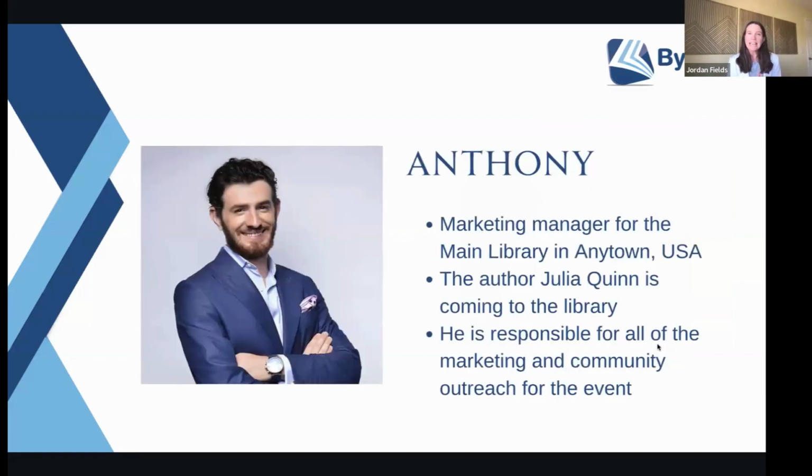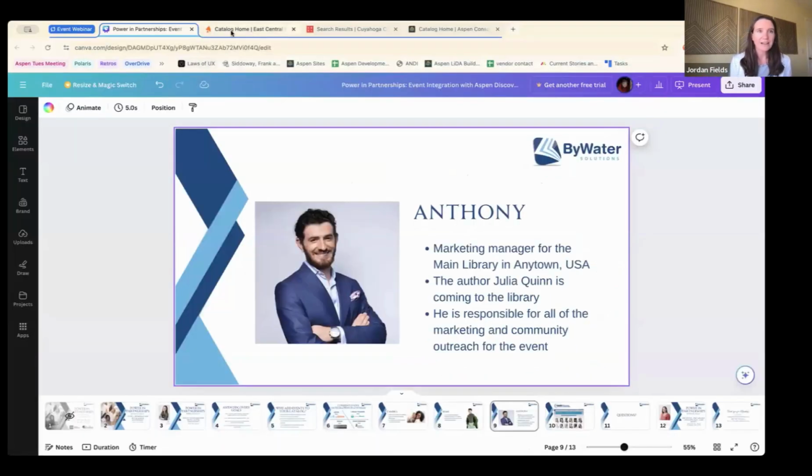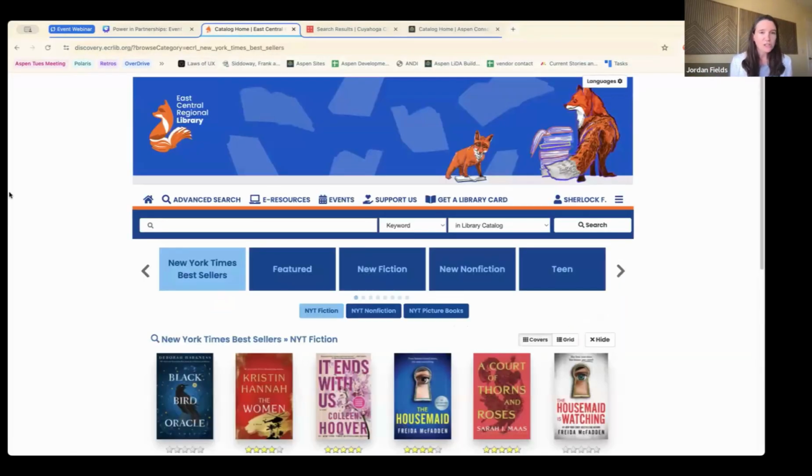The last person is Anthony. Anthony is the marketing manager for the main library in Anytown, USA. Now Julia Quinn is coming to the main library, and he is responsible for all of the marketing and the community outreach for this event. So it is his job to make sure that the people that are interested in this know about it and show up, and he knows that there's a lot of interest in the community, but it's really just about how to use Aspen to get the word out. Okay, so I am going to get out of that slide deck, and we will start with Candace.